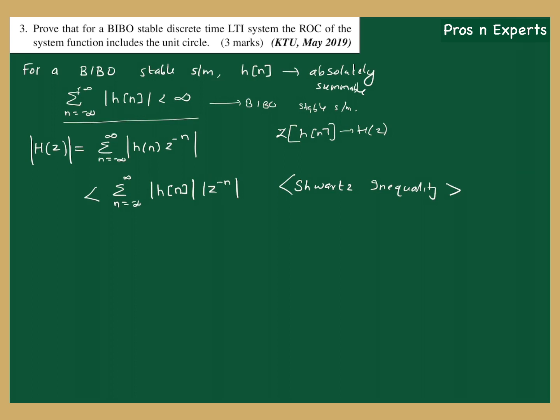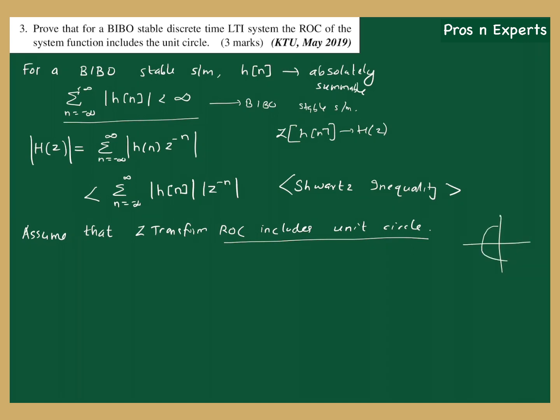All right, now let me assume that this Z transform is stable, or the Z transform ROC includes the unit circle. That's what we are asked in the question. So let the ROC include the unit circle. What is the speciality of the unit circle? The unit circle has radius or modulus mod z equal to 1. Mod z equal to 1 is the expression for the unit circle.